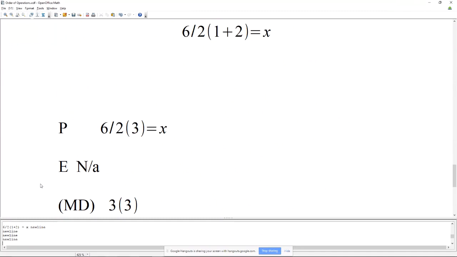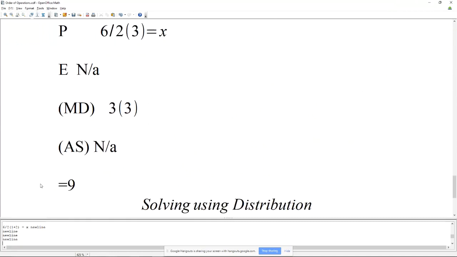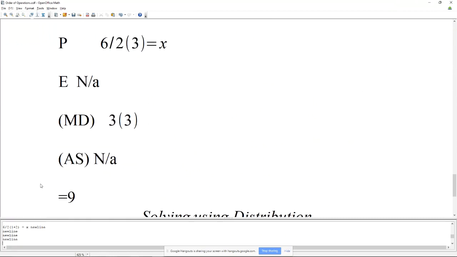So 6 divided by 2 is 3, and then 3 multiplied by 3 is 9. There you go. Okay, so it's 9. However, if you do it wrong, you get 0 because you're multiplying the 2 by the 3 to get a 6. Then dividing 6 by 6. Oh, sorry, you get a 1. Right, yeah, you get a 1.